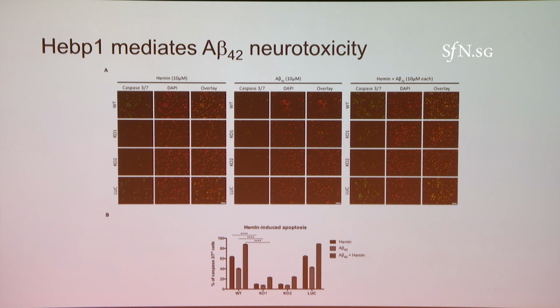You can see that neuronal death with hemine is about 60%, with A-beta is about 40%. You add the two together in wild-type cells, you reach almost 90%. Now, if you knock out HEBP1, neither hemine, A-beta, or the combination of A-beta and hemine itself causes death in HEBP1 defective neurons. So it's very nice, and I'm very glad that the reviewer actually asked us to do this.